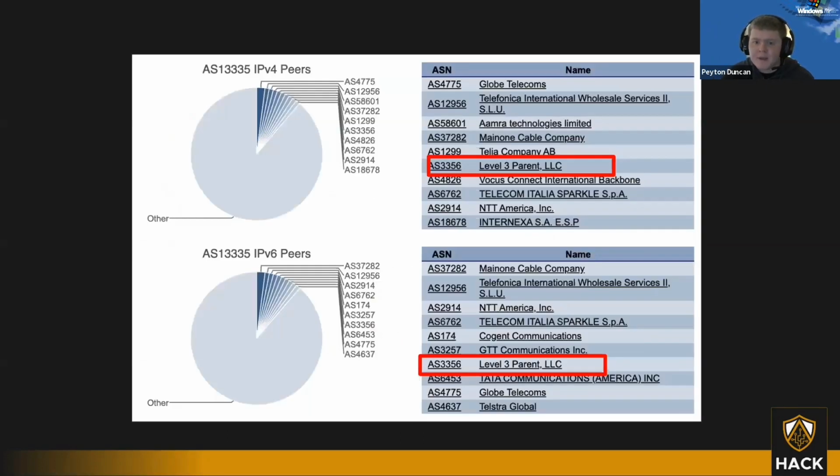Cloudflare peers with Level 3. So this is the top peers that Cloudflare uses, and I highlighted Level 3 Parent LLC, which is Level 3 CenturyLink. They peer with all these different peers so that they have redundancy. So if one of them goes down, everything doesn't go down. Like if their upstream provider were to disappear off the earth, they still have all the others to deal with. Next slide.